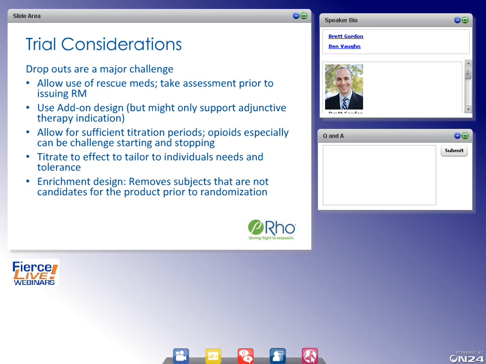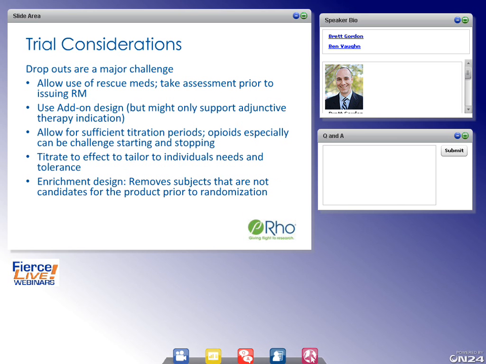Ben's already touched on that a little bit this afternoon, and I believe he's going to speak on that a little bit more later on. But while admittedly a challenge, the guidance document does identify a number of approaches to help reduce dropouts, one of which is use of rescue meds. And again, as Ben had already alluded to, one thing that you can do is take assessments of pain just prior to issuing rescue meds. Another strategy is that you can also pre-specify a time prior to each pain assessment that rescue meds would be prohibited. You can also do add-on designs for your trials.